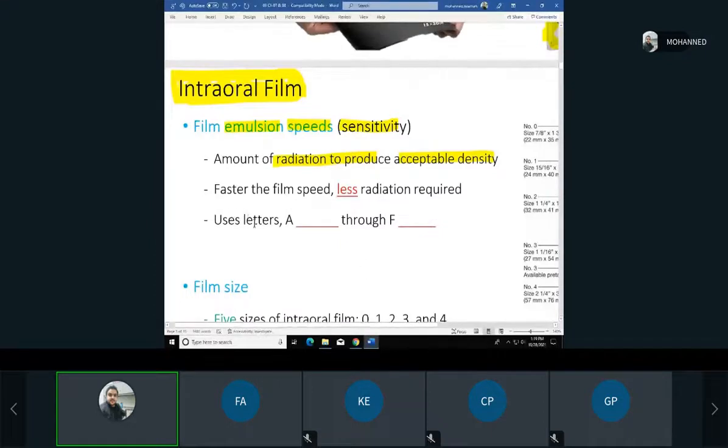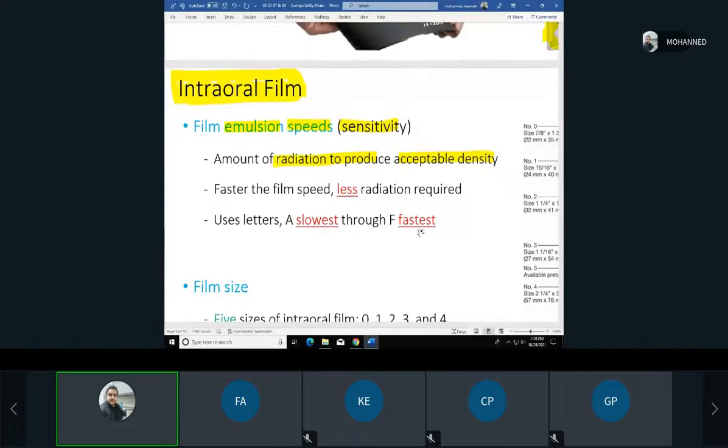So it uses letters. Guess which one is faster? It goes A, B, C, D, E, F. So A is faster. Who agrees? No one? No, because that's how they started. They started with the A film and it was slow, and then they figured out a better technology, and now they have B, and then C, and then D, up to F, which is the fastest.